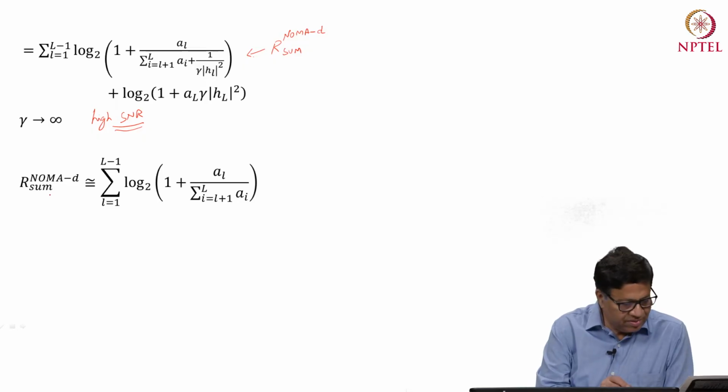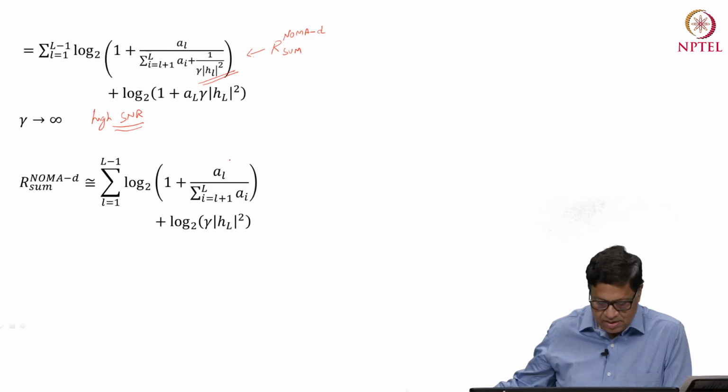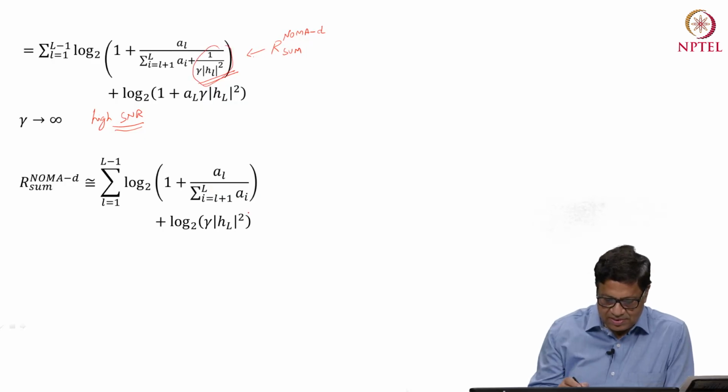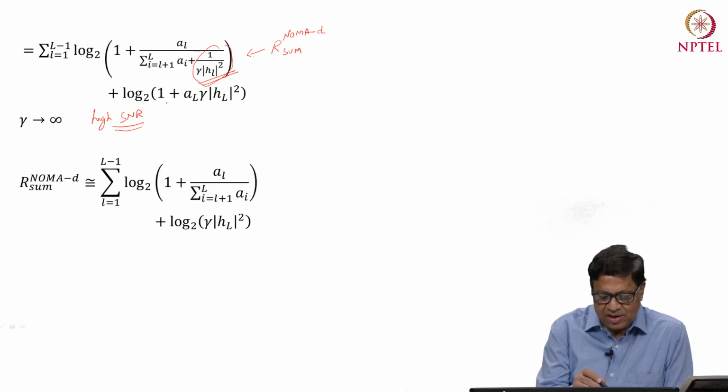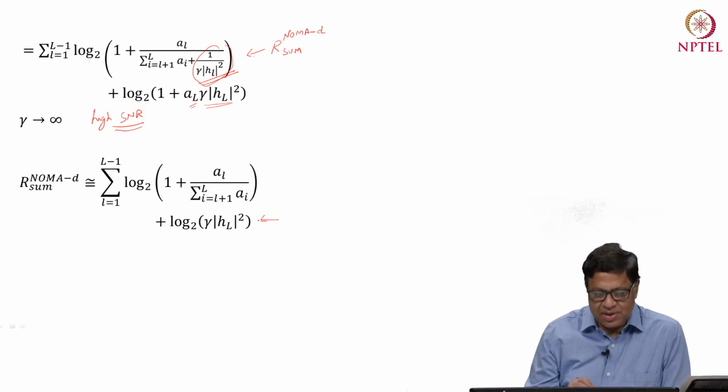So when gamma is tending to infinity, our R NOMA D sum will be equal to, because gamma tending to infinity, this term will be high. So 1 by gamma tending to infinity will give you 0. So I am left with approximately log 2 of 1 plus A_L divided by the summation i is equal to L plus 1 to capital L of A_i, because this term will be 0, plus the second term will be, because 1 is small as compared to A_L gamma |H_L| square, and when you take log 2 of AB, the log 2 of A, that is A_L, will be very, very small as compared to the other term which has gamma. So I'll be left with log 2 gamma |H_L| square.